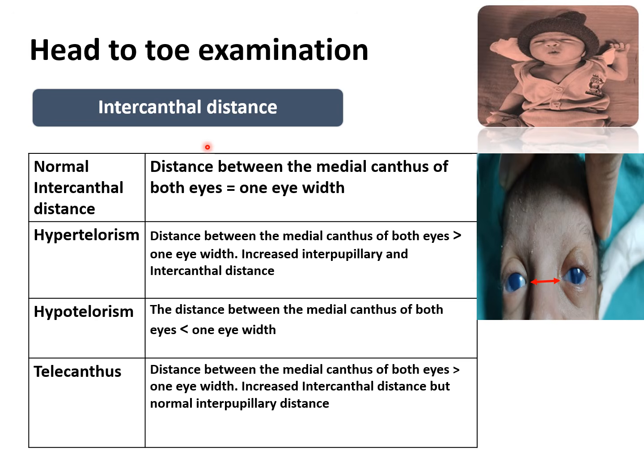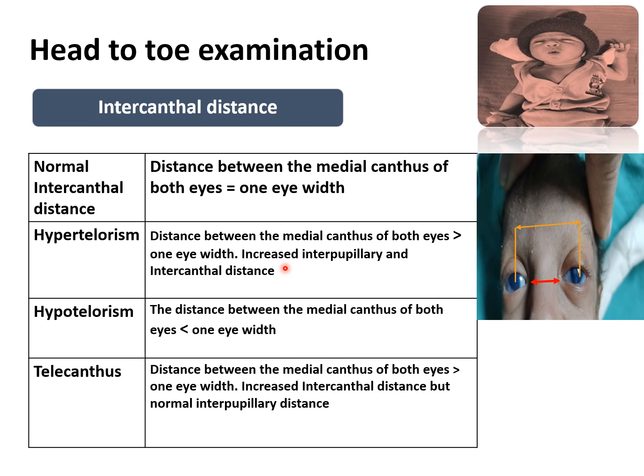Then we have to measure the intercanthal distance. It is the distance between both the medial canthi of the eyes. If it is equal to one eye width, we label it as normal. If it is more than one eye width, then it can be hypertelorism or telecanthus. In hypertelorism, interpupillary distance is also increased. So we have to take first the midpoint of both the pupils, then we have to measure the distance between them.